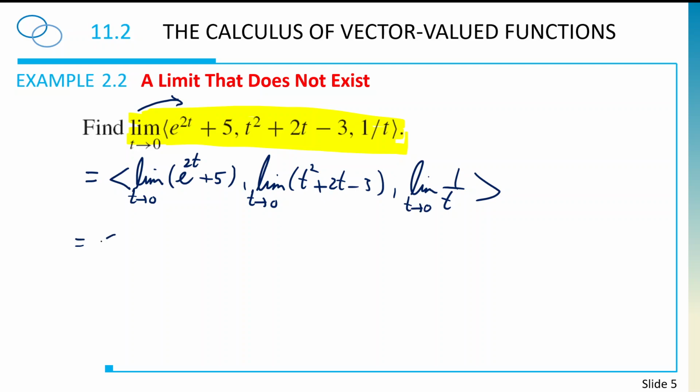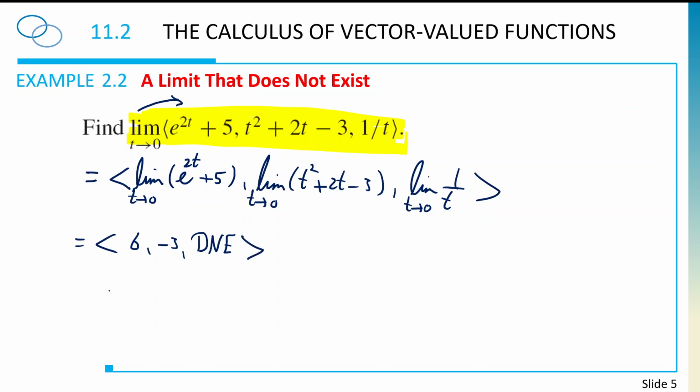Okay, let's try to deal with them one by one. The first one is e to the power of 0 plus 5, so this is 6. The second one, as t approaches 0, is negative 3. What about the last one? Remember, what I'm doing is direct substitution. If I have an issue, then I'll deal with it. So this is 1 over 0, so this does not exist. It's infinity or minus infinity, depending on whether we take it from the right or the left, but in general, the limit does not exist.